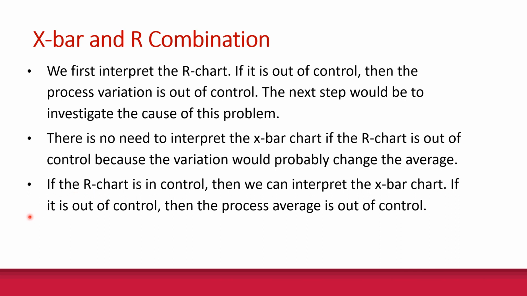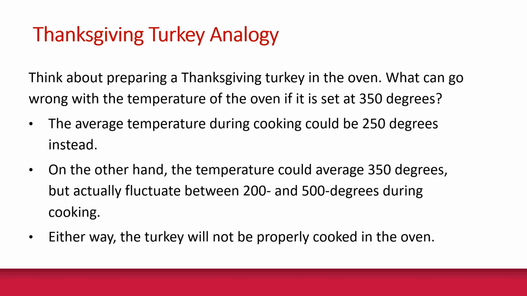If the R chart is in control, then we can interpret the X bar chart. If it is out of control, then the process average is out of control. Now, if both of them are in control, then we're fine. The process is in control. We always look at the R chart first, and then we look at the X bar chart second. Now, I came up with this analogy that hopefully might help to figure out how this stuff works.